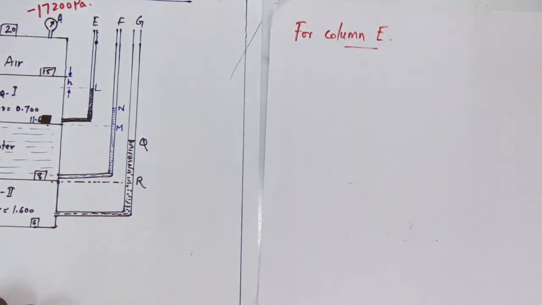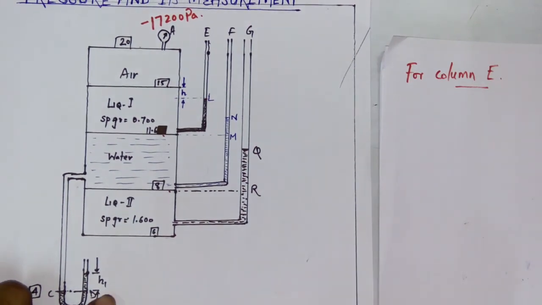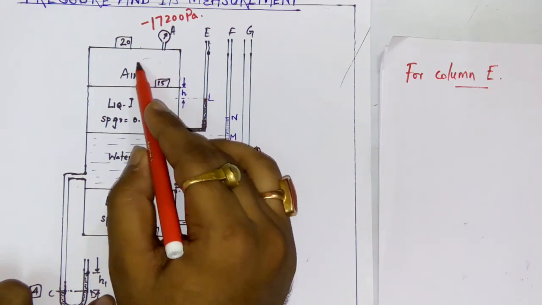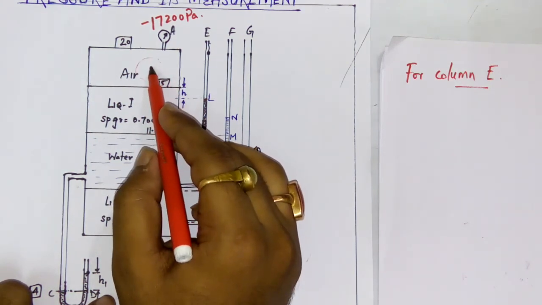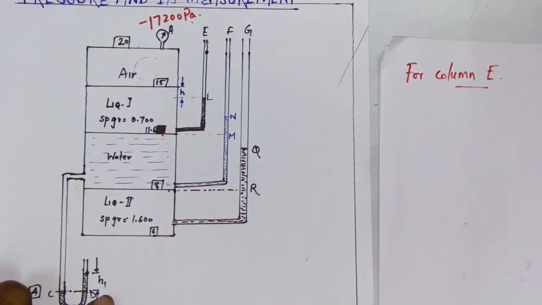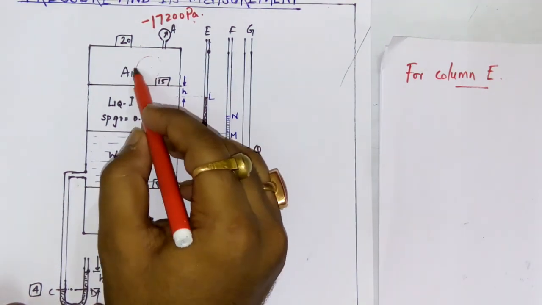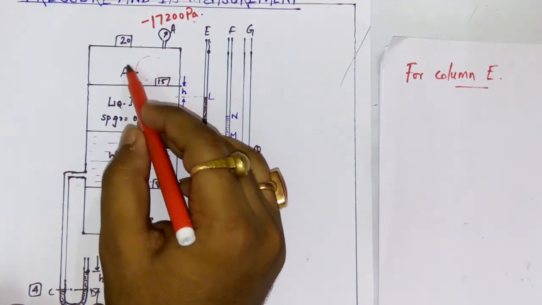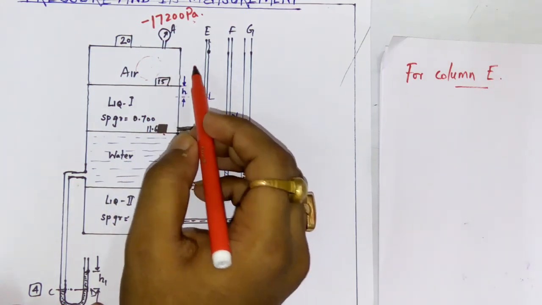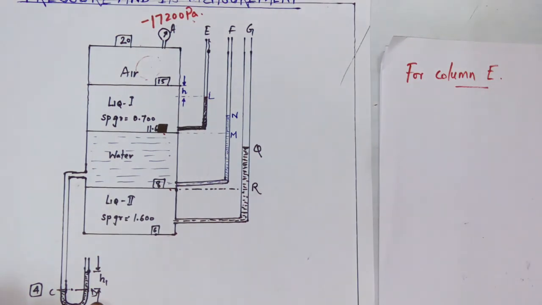For column E, that means for the first column, see. First, see here, the pressure here is minus 17200 pascals. The gauge pressure is negative. What does this mean? That means the pressure here in this chamber is less than the atmospheric pressure.